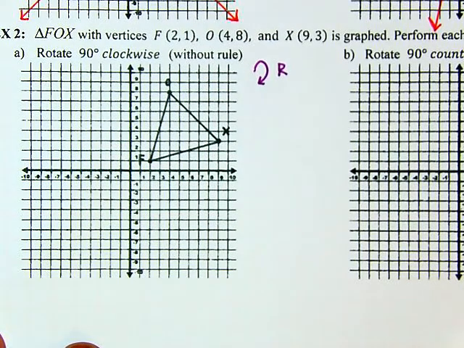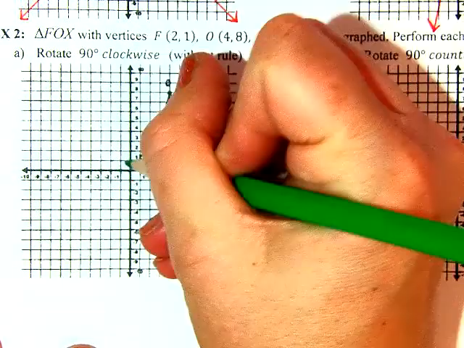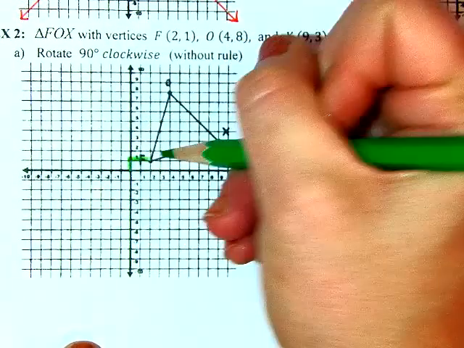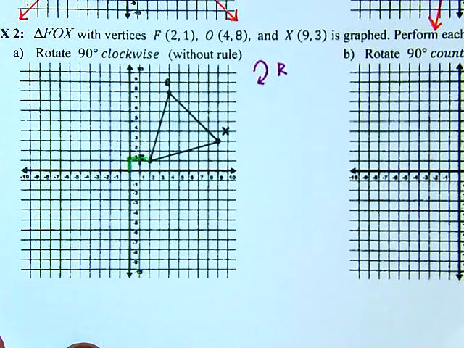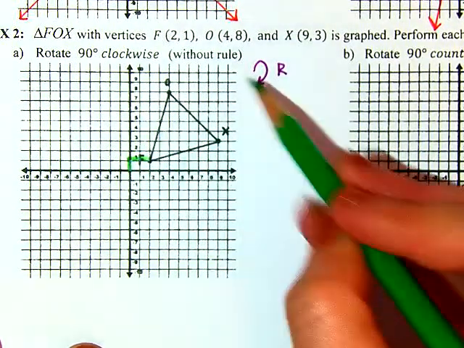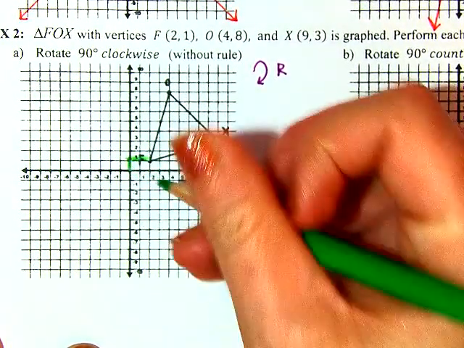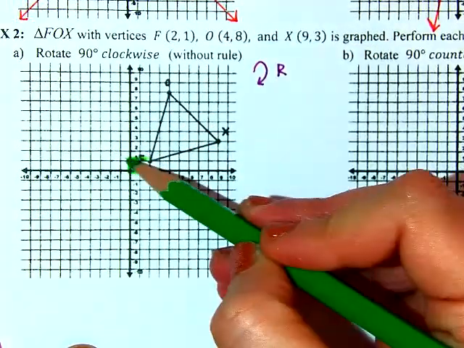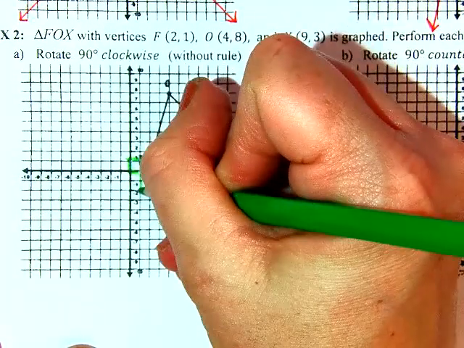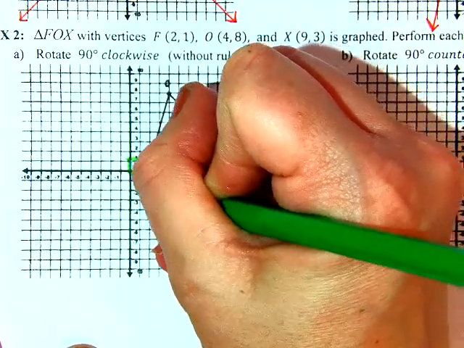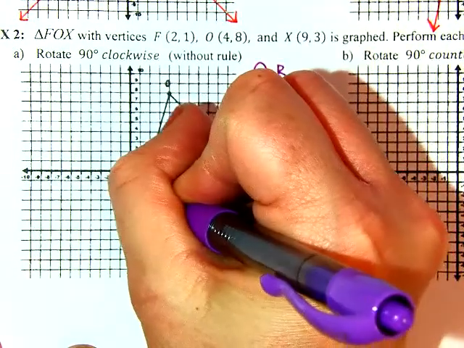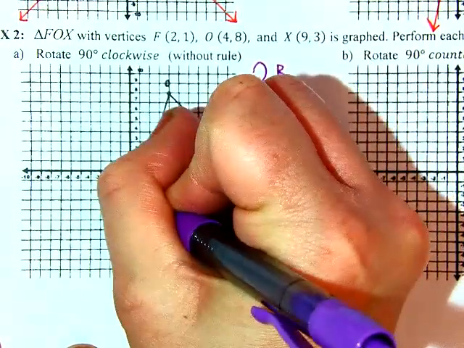Okay, so here, let me start with the F. So I'm going up 1 and right 2 to get to F. So to get to F prime, everything is swinging to the right. Instead of up 1, I'm going to go right 1. And then instead of right, I'm going down 2. So right there will be my new F. So right here will be my F prime.